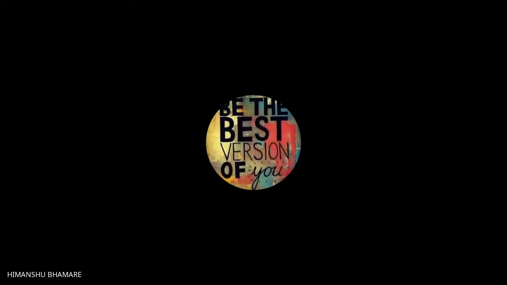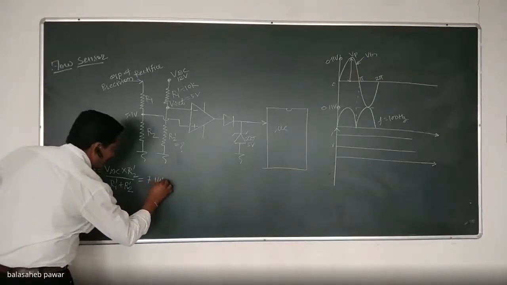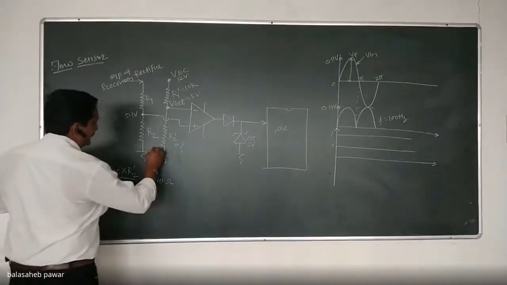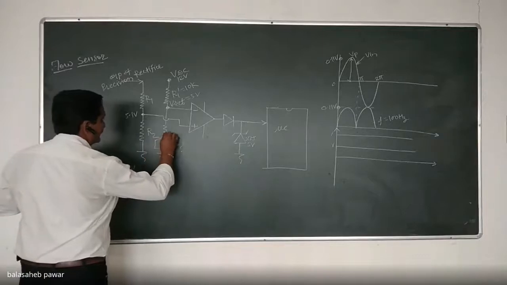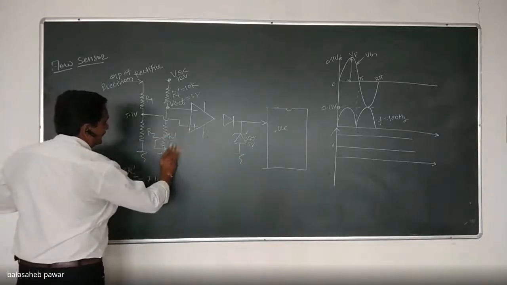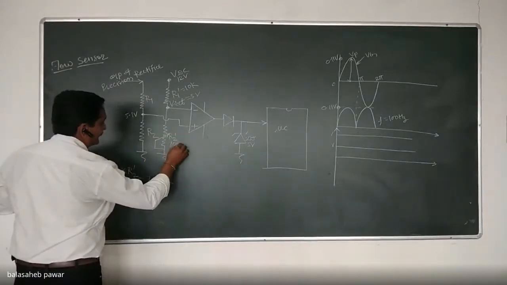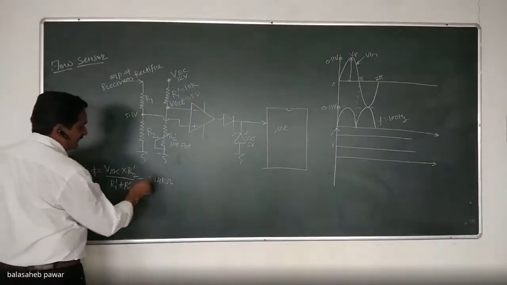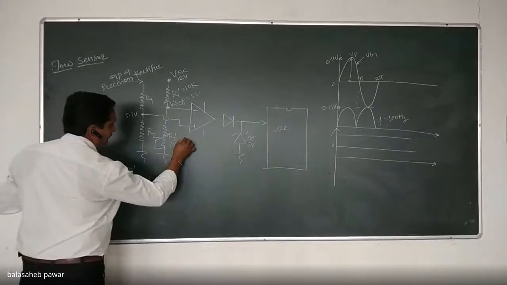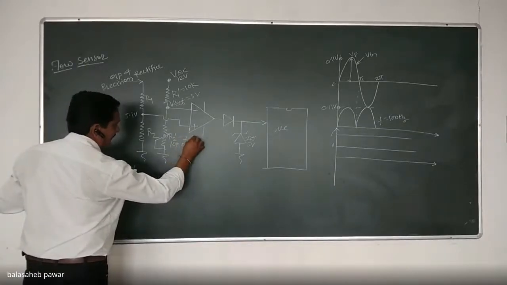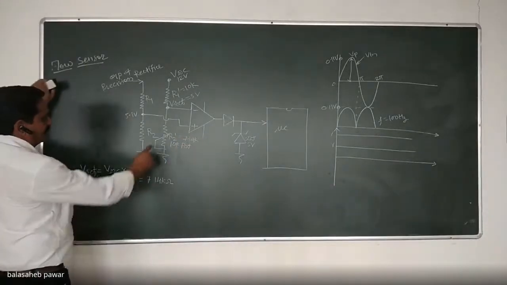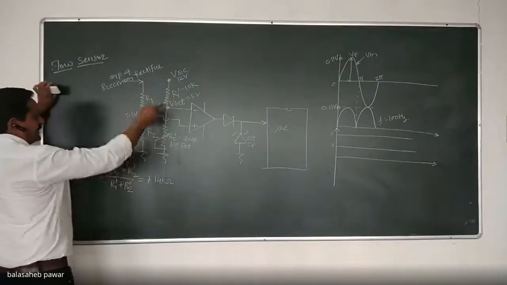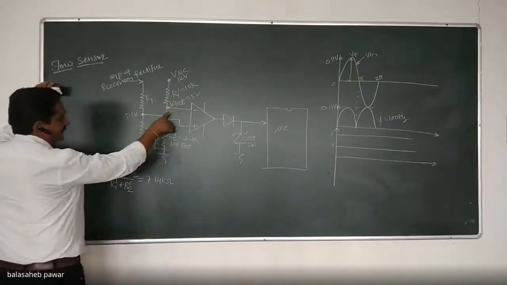Seven point 140. 7.14 kilo ohm. Again, we will prefer here one potentiometer of 10 kilo ohm, and will manage its value as 7.14K, or simply by connecting. Last time I already explained how to set that reference voltage.